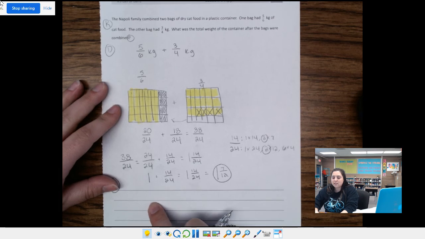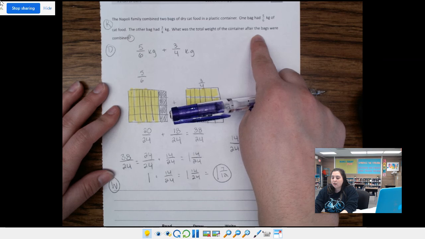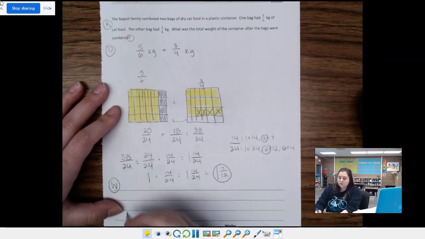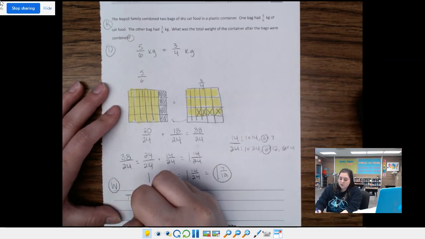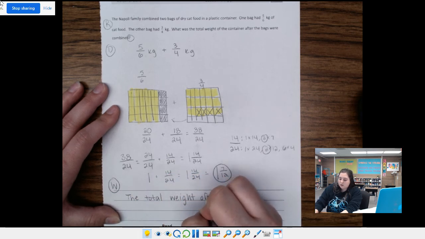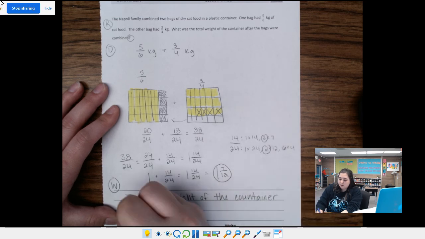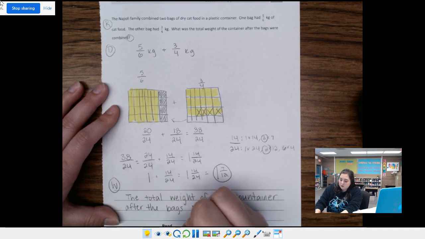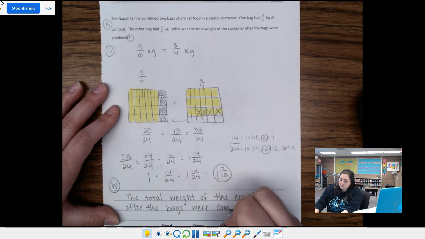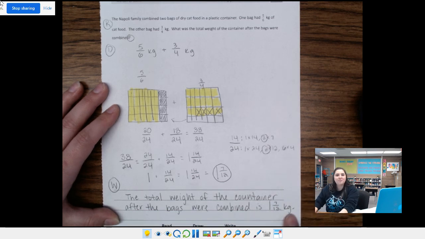Don't forget to write it down in the sentence. So the question was, what was the total weight of the container after the bags were combined? So I could say the total weight of the container after the bags were combined is 1 7/12 kilograms. Don't forget your unit.